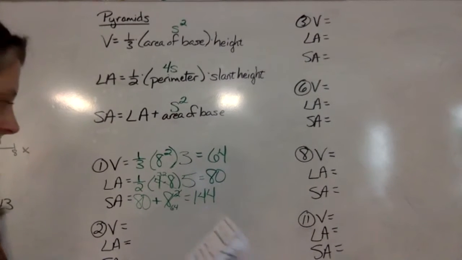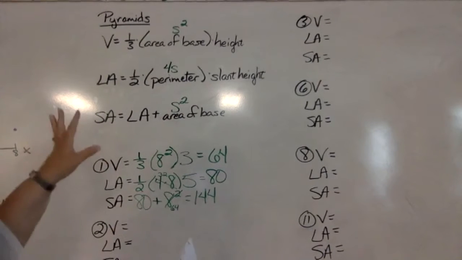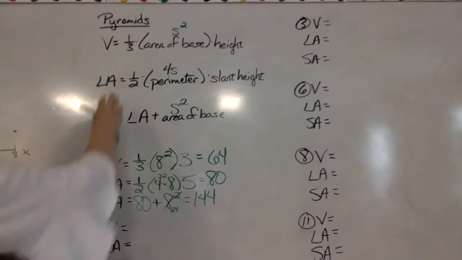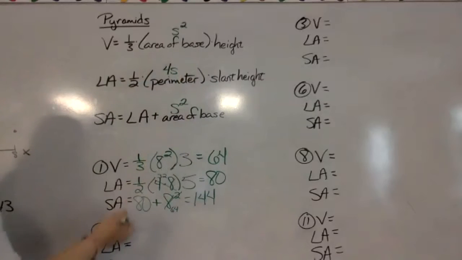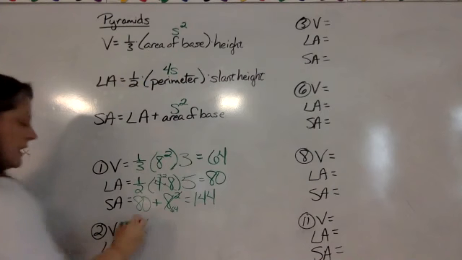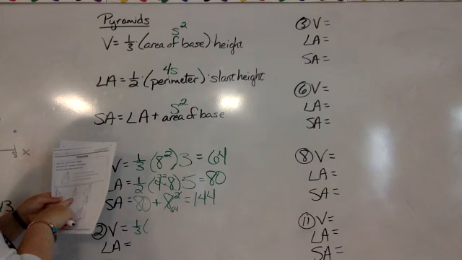All right. So for number 2, same formulas for all of these. Okay. So my volume is 1/3 times the area of the base times the height. So I have 1/3, I'll move the camera in just a minute, times the area of the base. The base on here is 16.